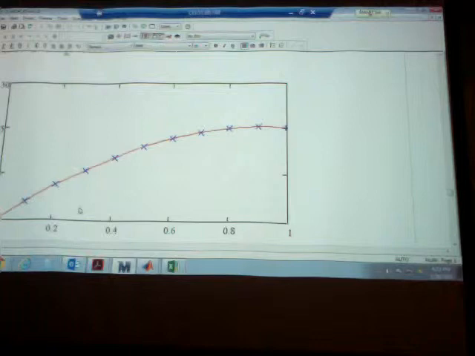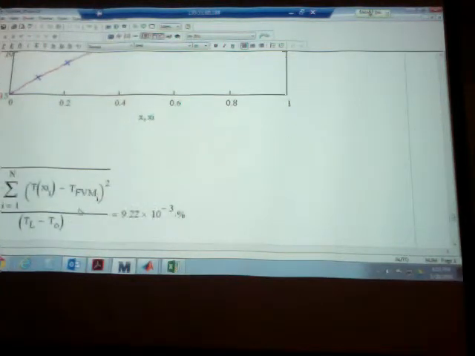And the error, 9.22 times 10 to the minus 3. If you open the lecture 4 slide, which uses local collocation, and compare it with the same type of discretization, this error is a little bit better. Not only that, it's a lot more stable. You can actually increase the number of nodes and you don't lose fidelity. So the round-off and truncation error doesn't propagate as much.